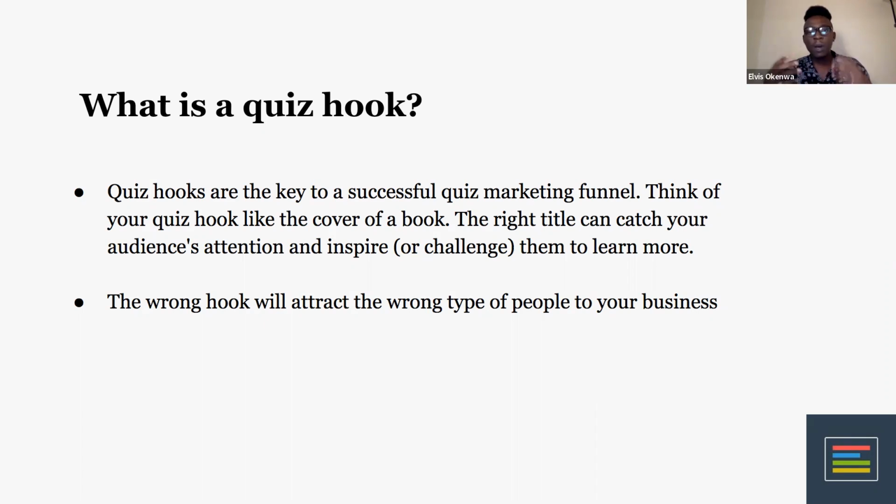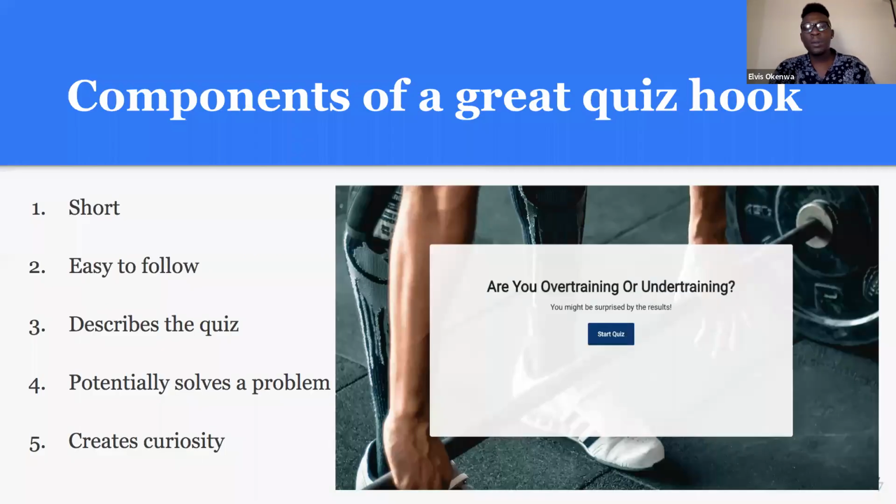Okay, now think about your quiz hook like the cover of a book. The right title can catch your audience's attention and inspire or challenge them to learn more, while the wrong title can attract the wrong type of people to your quiz. All right, so whenever you're creating a quiz, think about the quiz hook like the title of your book. You want to make sure you have your quiz hook dialed in properly. Okay, now let's look at some components of a great quiz hook.